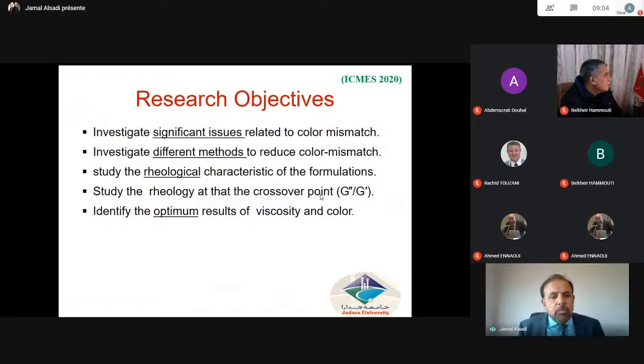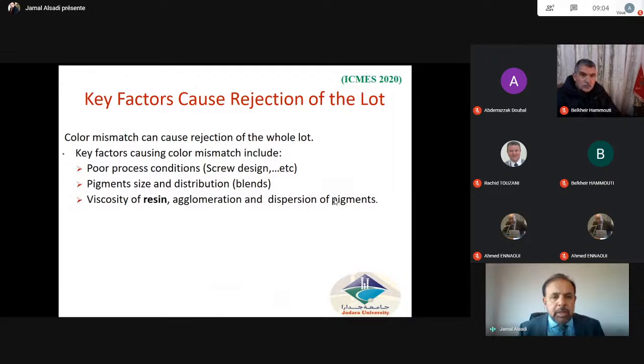So also I will study the rheological characteristic of the formulation, and study rheology at basically the crossover point. And finally, I will identify the optimum point or result related to the viscosity and the color. So basically, the key factors cause the rejection of the lot.